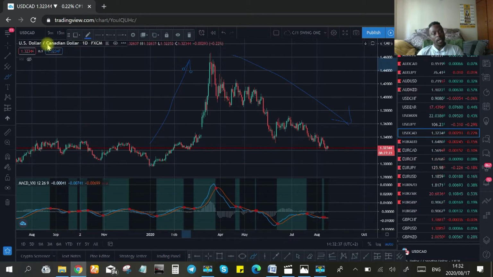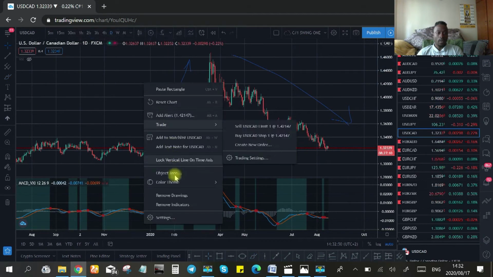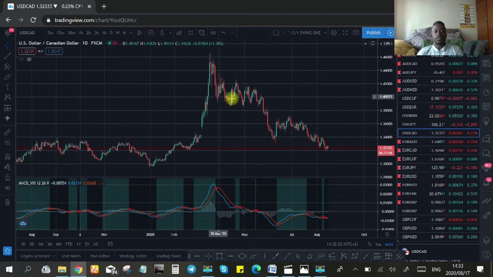So every time the Canada will be strong when it's going down like this, and every time the Canada will be weak when it's going up. So it's always the vice versa. Now, it's simple what we're going to be doing. It's swing. Let me make this a little bit bigger.